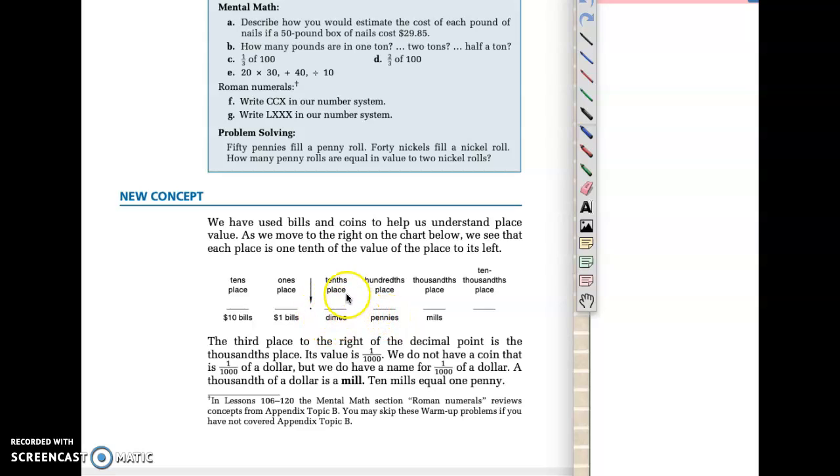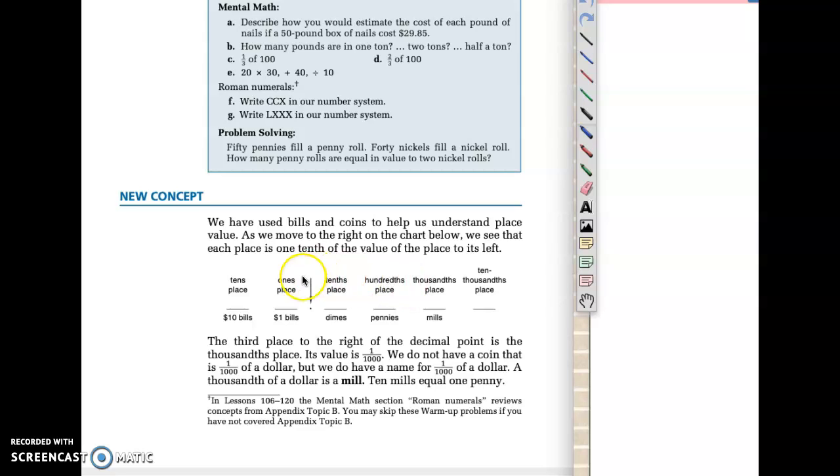So we know that our first place is the 10th place, which can be represented with dimes. The 100th place is the pennies because there are 100 pennies. And then, this is something I didn't know until I read this lesson, the 1000th place is called mils. We don't have a 1,000th of a dollar in a coin, but we have a name for it, and it's a mil. So 10 mils equals 1 penny. Didn't know that at all. Have never used that in real life. So thank you, Saxon. But there you go. A mil is a real thing.